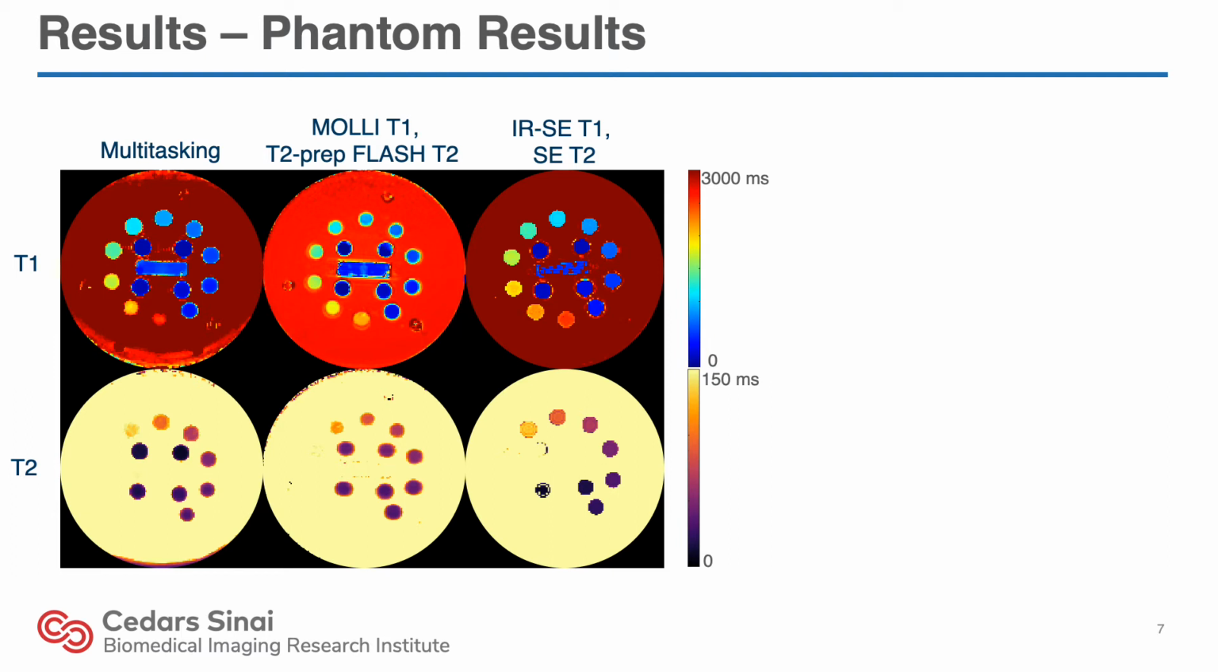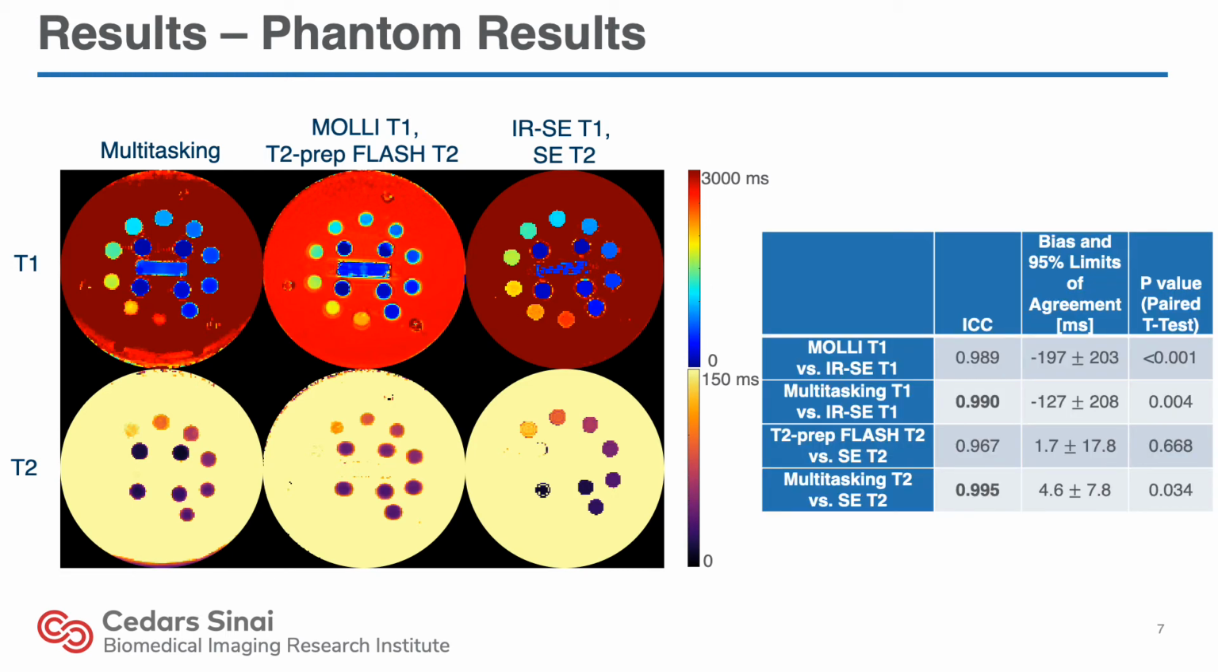Here is the phantom result. The multitasking T1, T2 maps are in the left column. The MOLLI T1 and T2-prep FLASH T2 maps are in the middle column. And the conventional IR-SE T1 and SE T2 maps are in the right column. The T1, T2 values in different vials across different methods are comparable, suggesting the high accuracy of the multitasking method. The statistical analysis further shows that multitasking has good reliability and equally good or even better performance in terms of bias and limits of agreement compared to MOLLI and T2-prep FLASH methods.